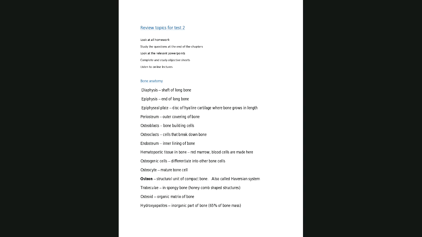Okay, first, look over all your homework. Homework questions have a way. Those are the ones on Blackboard, the multiple choice questions. They tend to come up on your test. Also study the questions at the end of your chapters, your relevant PowerPoint, and your objective sheets that you've been working hard on, and then listen to the 3 online lectures in addition to this one.